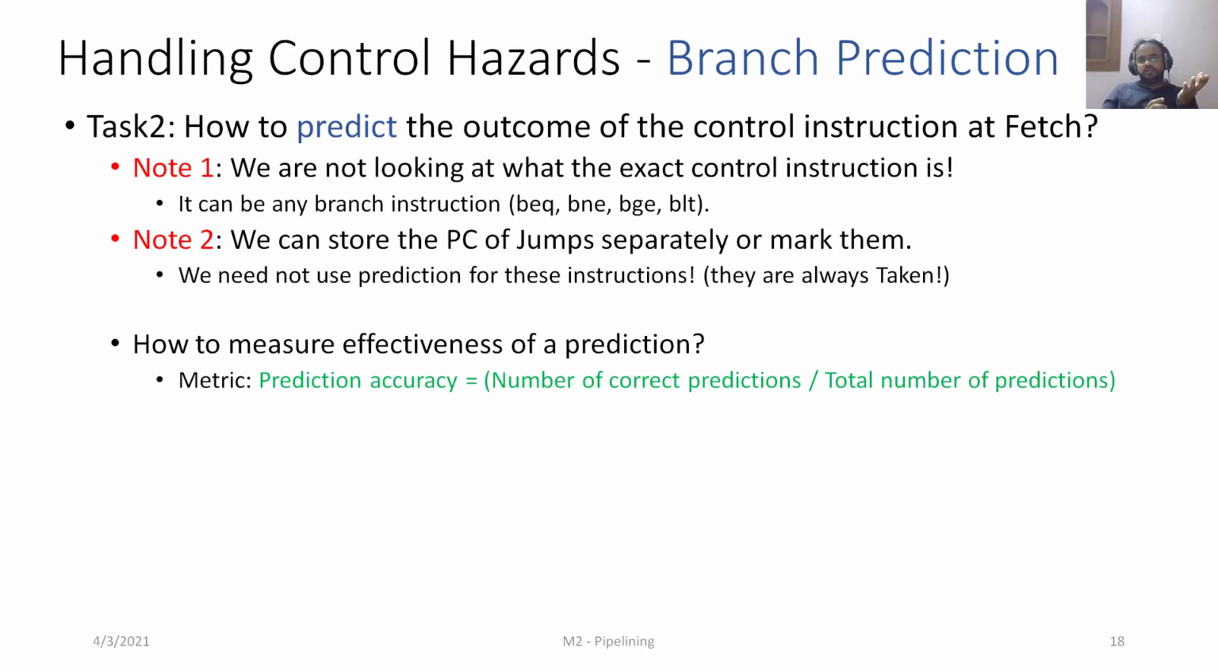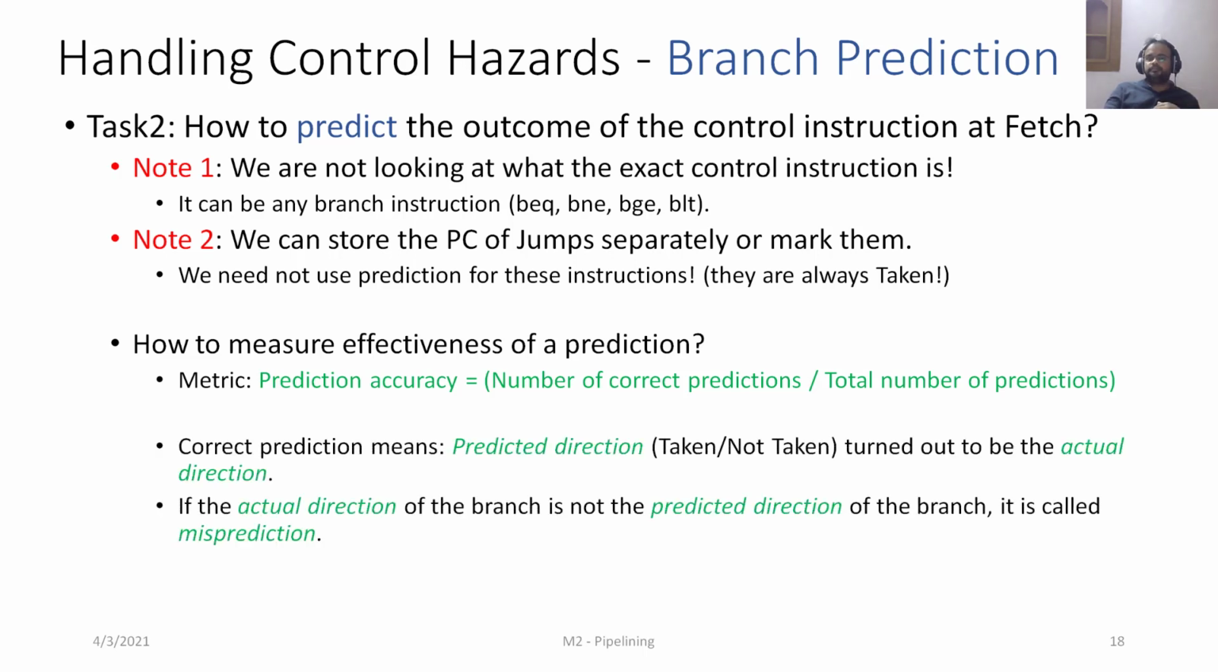Now our prediction, let's say, is taken and the actual outcome is not taken, then whatever we predicted in the fetch stage is actually wrong. So those events are called mispredictions, right? The actual outcome of the branch that we will know when we execute it is not the same as our prediction at the fetch stage. That is a misprediction.